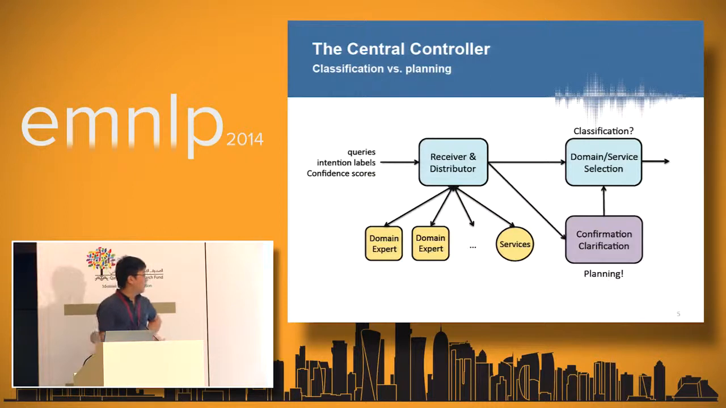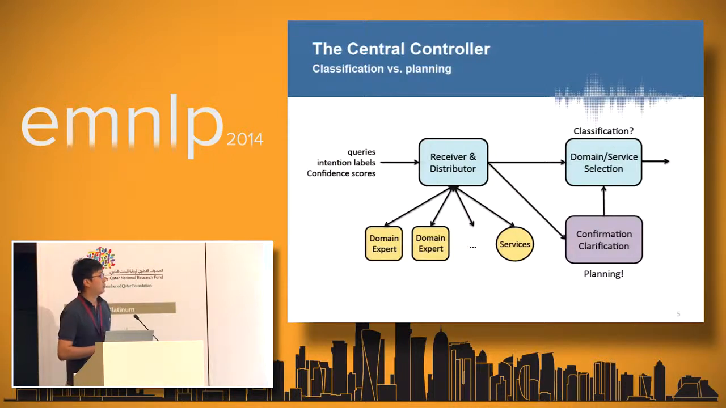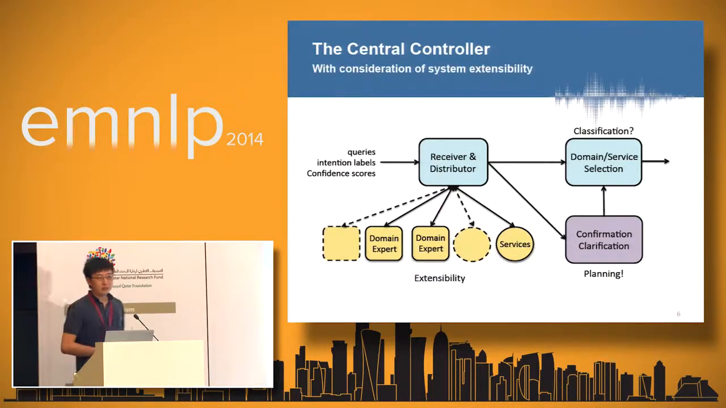So the domain selection problem looks like a classification problem, but because you have this confirmation and clarification action, the whole problem is actually a planning problem. For confirmation and clarification, there's no right or wrong answer. There's no gold standard saying when and where you should confirm. Basically, you need to look into the future decisions to see whether this is a good decision here. And more importantly, you can imagine such a system is built gradually over a long time, and you may have more and more domain experts built in the future. You don't want to retrain your central controller every time a domain expert is integrated into your system, right? So system extensibility is a strong requirement here.